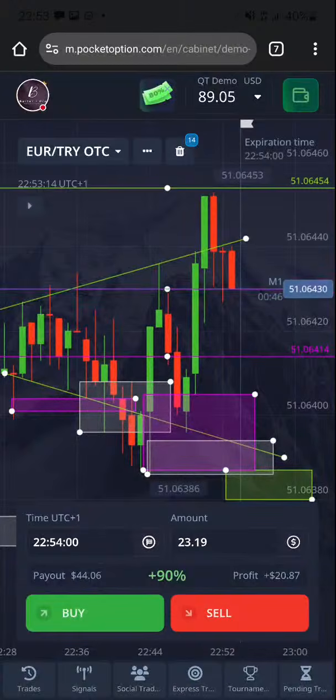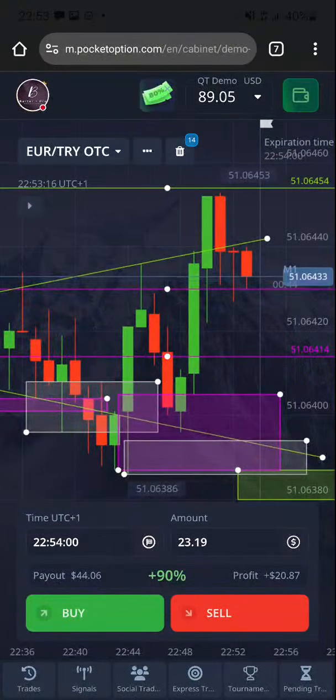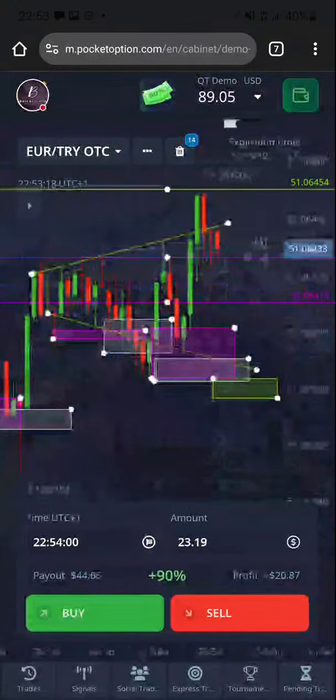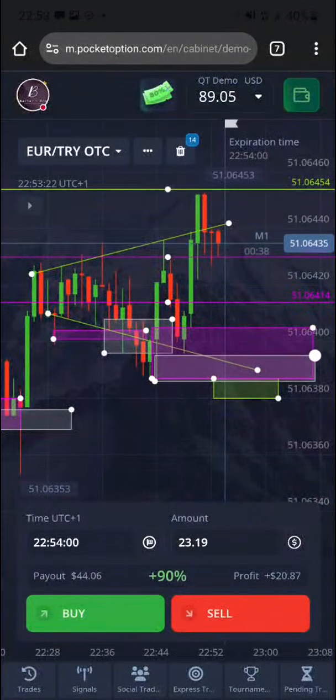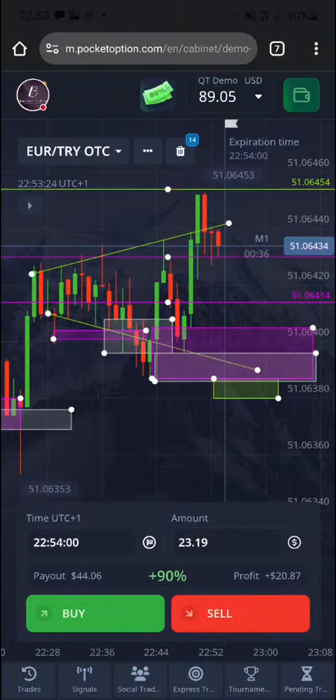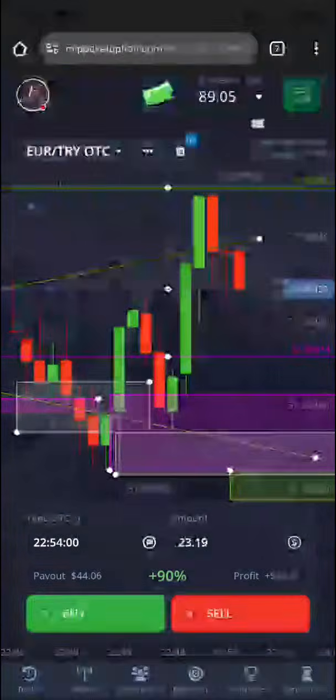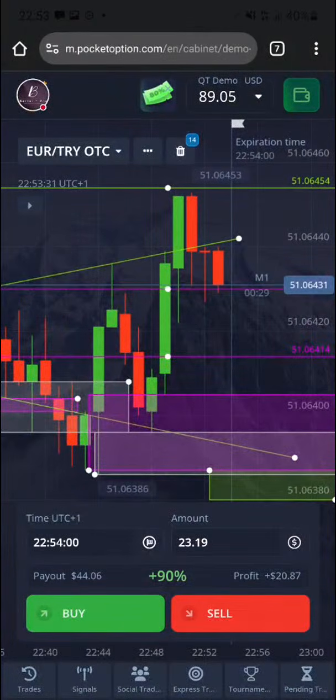So you see the sellers trying to push the price down again. You understand? Now you see down here, we still have an opportunity, especially in this area. We have an opportunity with the buyers. So if price comes down here, we can still go with the buyers down here. You understand? Down in this area right now, we still have a buyers' opportunity.